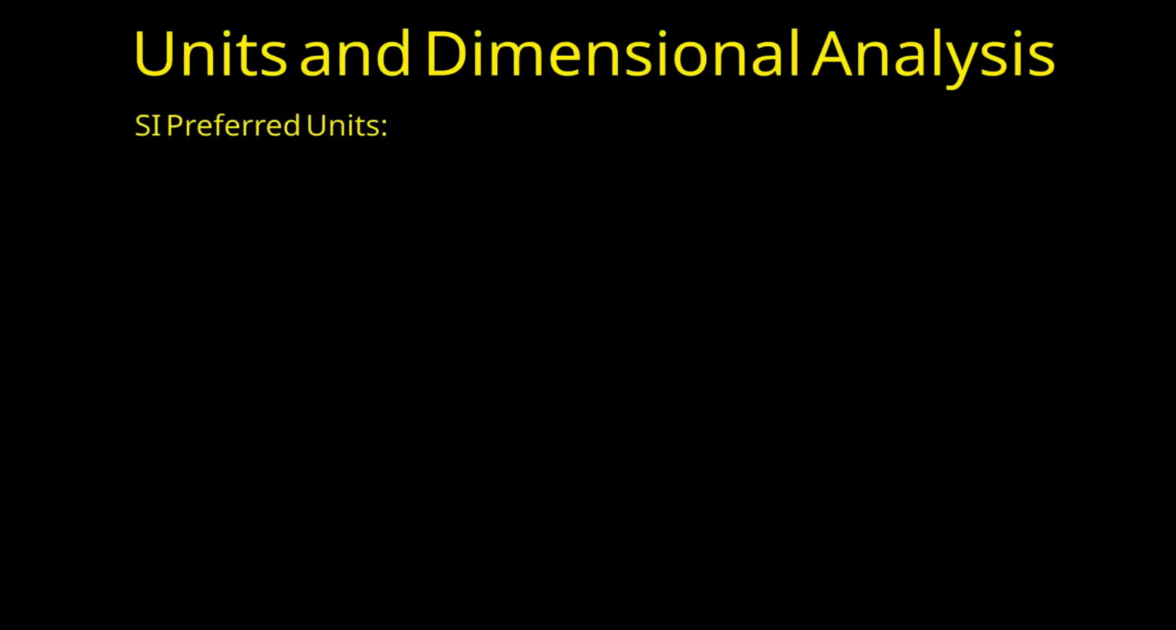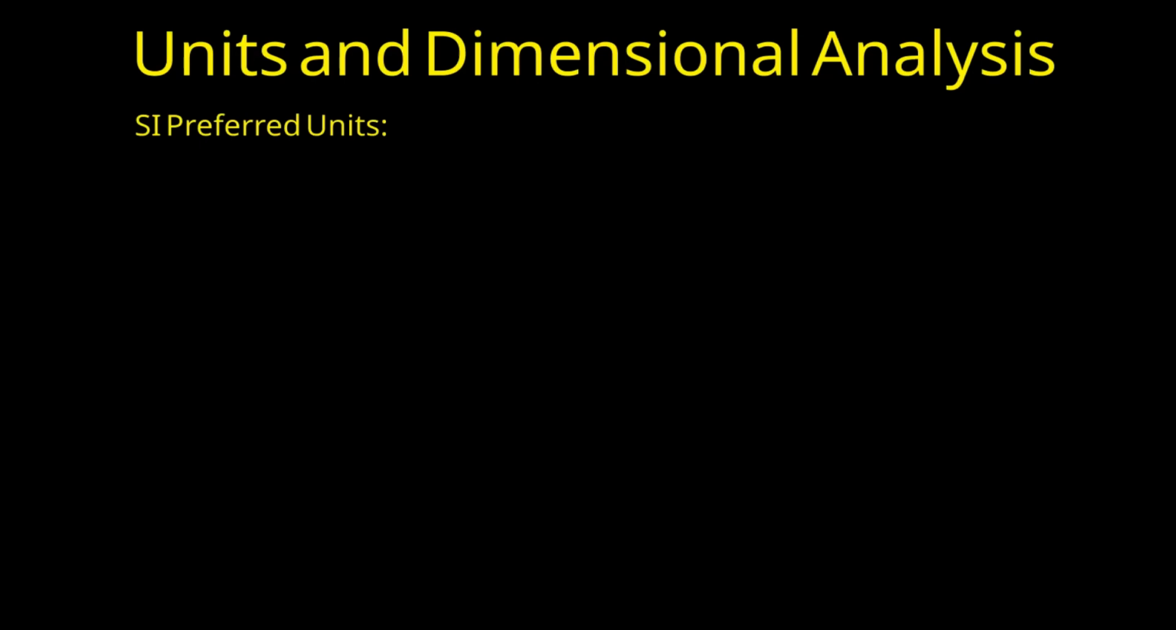Hi, today's video we will discuss units and dimensional analysis. Back in 1960, an international agreement was made to adopt a uniform system of measurement to be used by the scientific community. The system is called the SI system. A measurement must always contain a unit.